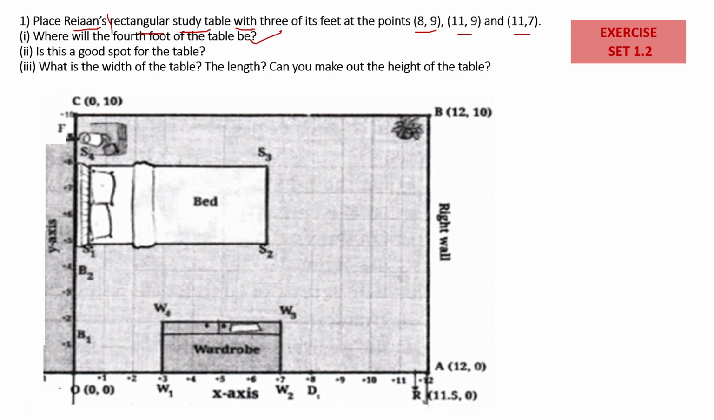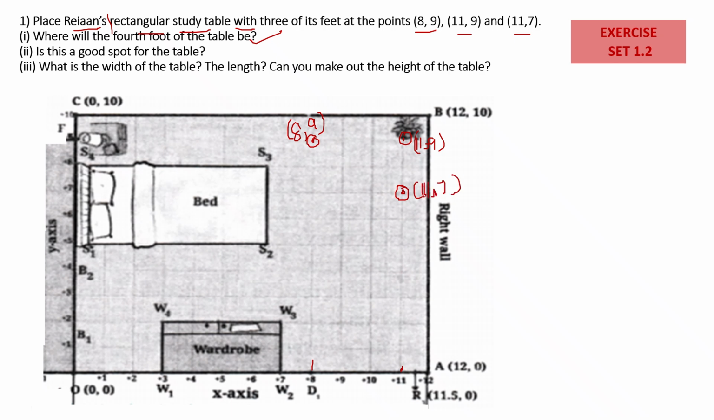8 comma 9 is the first point. So 8 you have to see on the x-axis, and 9 we need to see on the y-axis. Both are meeting at this point, so over here it is 8 comma 9. And what is the next point? 11 comma 9. Over here the 11 on the x-axis, so I can mark 11 comma 9. The next coordinate is 11 comma 7. So 11 is here and 7 is this point. So we can mark it like this, 11 comma 7.